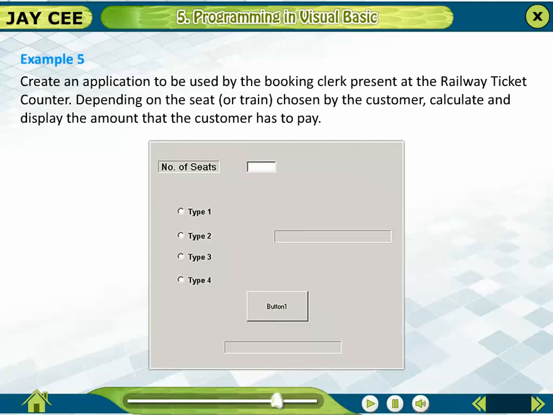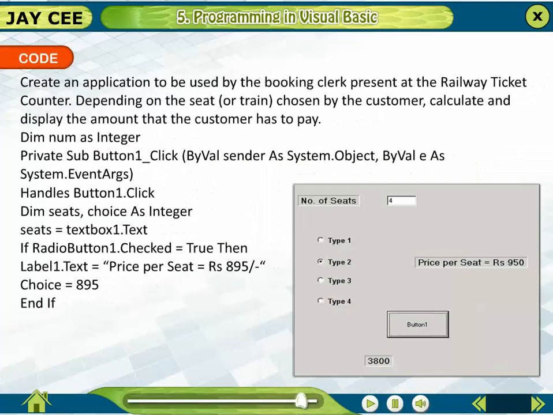Example 5. Create an application to be used by the booking clerk present at the railway ticket counter. Depending on the seat or train chosen by the customer, calculate and display the amount that the customer has to pay. Code.